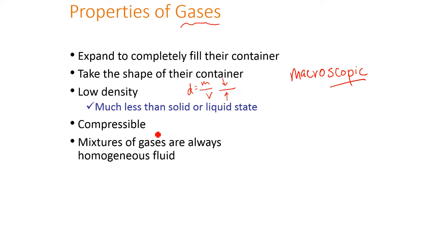We know that they are compressible. In fact, they are the only compressible phase that we know. Liquids and solids are not. And we know that gases always make a homogeneous fluid. We've called these homogeneous solutions; we talked about solutions in Chapter 4, but we can also just call them mixtures, which were a category in the classification of matter. All of these things are true on the macroscopic scale, meaning they can be observed. So these are observable characteristics.